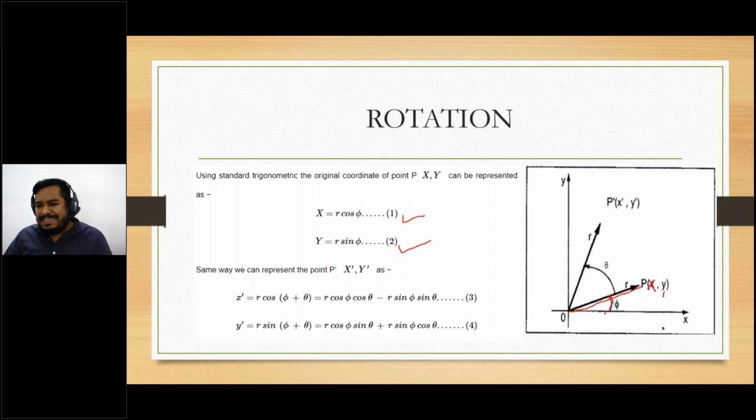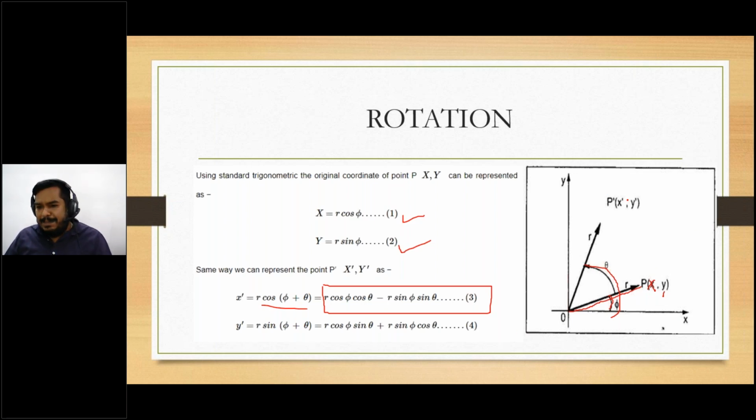Now the destination coordinate can be written as x dash equal to, because the object is rotated from phi degree to theta degree, r cos of phi plus theta. The total angle I need to consider. So the expression should be written as r cos(phi plus theta). If we expand this expression with the trigonometric formula cos(a plus b), that is the expression I am getting. It should be marked as equation number 3.